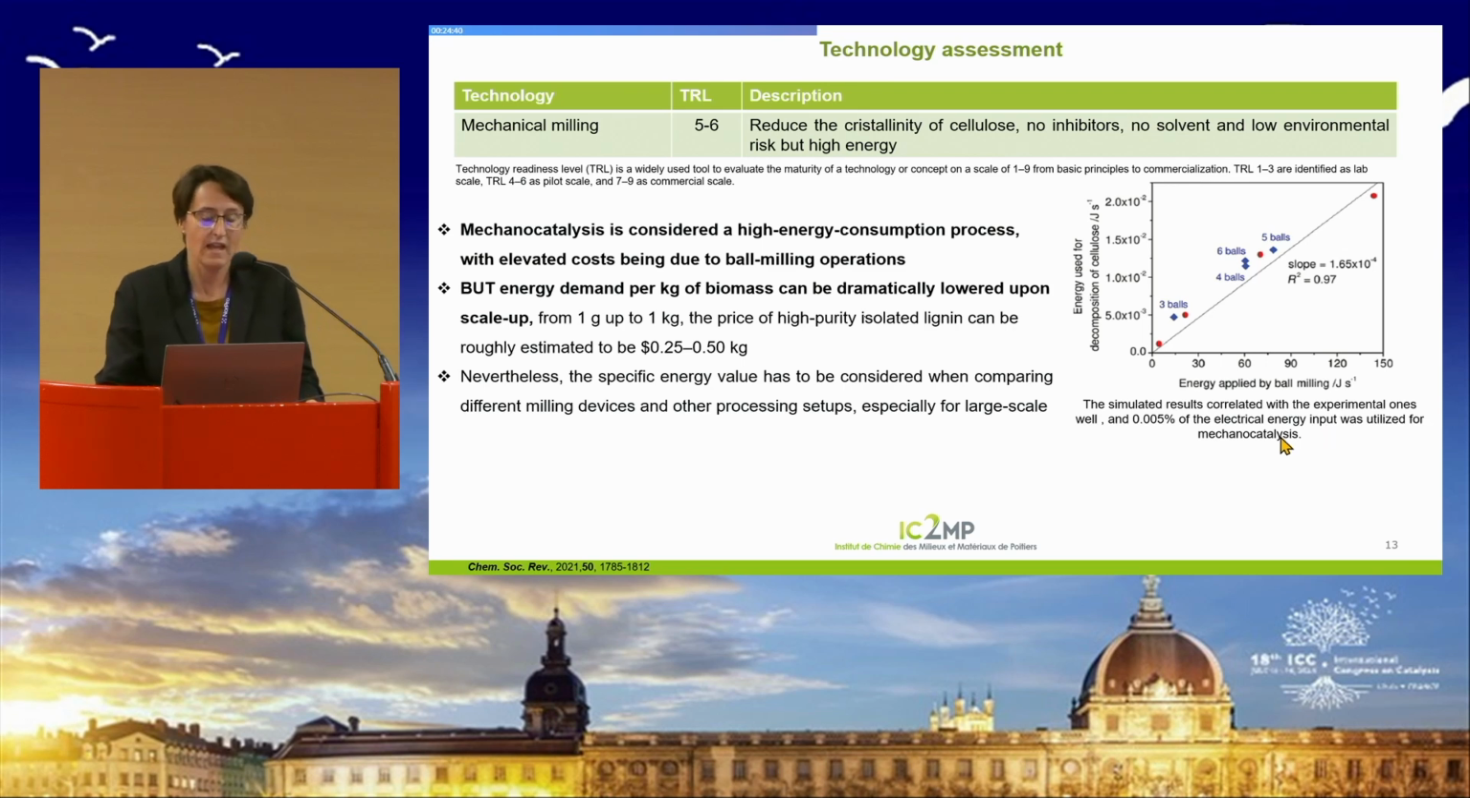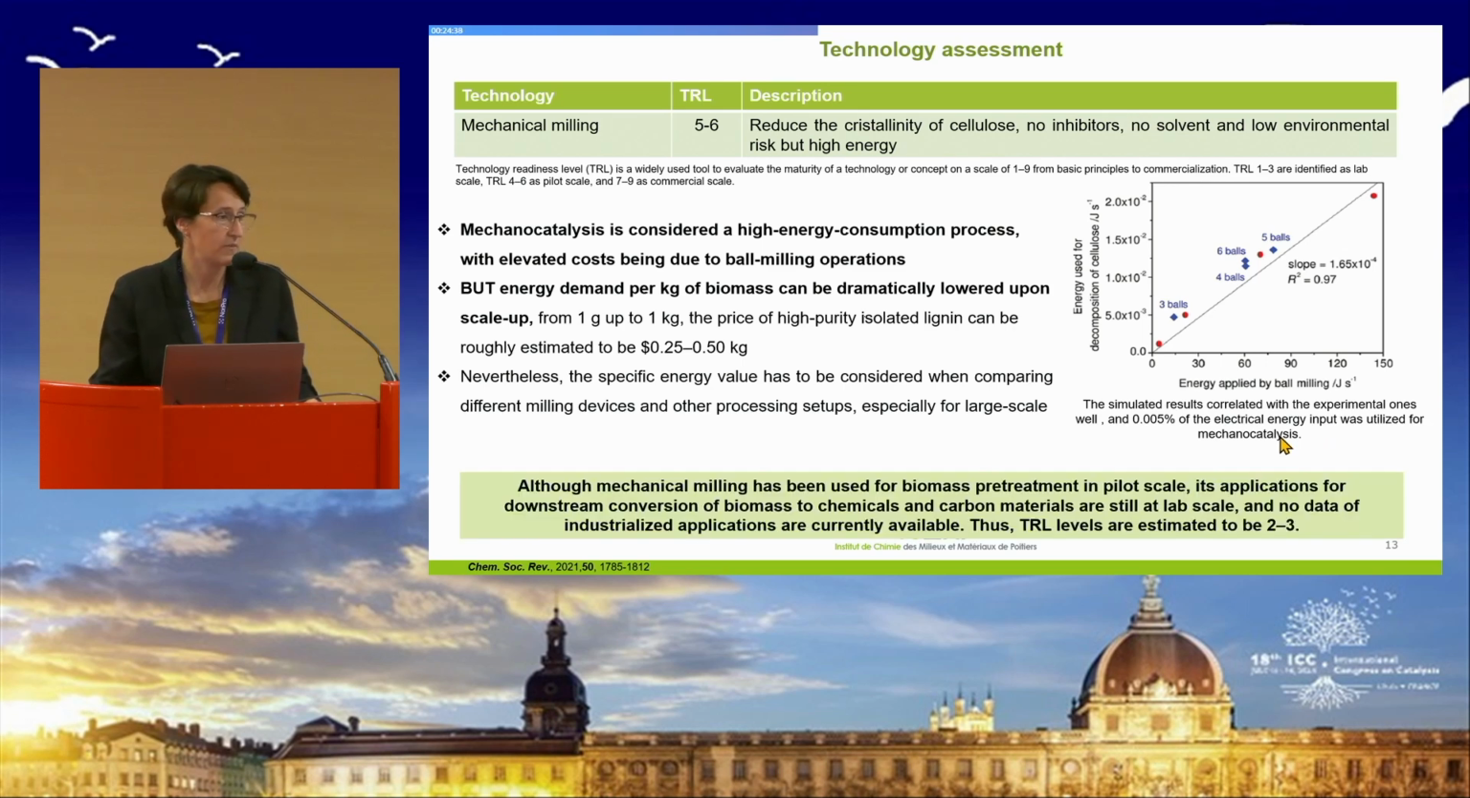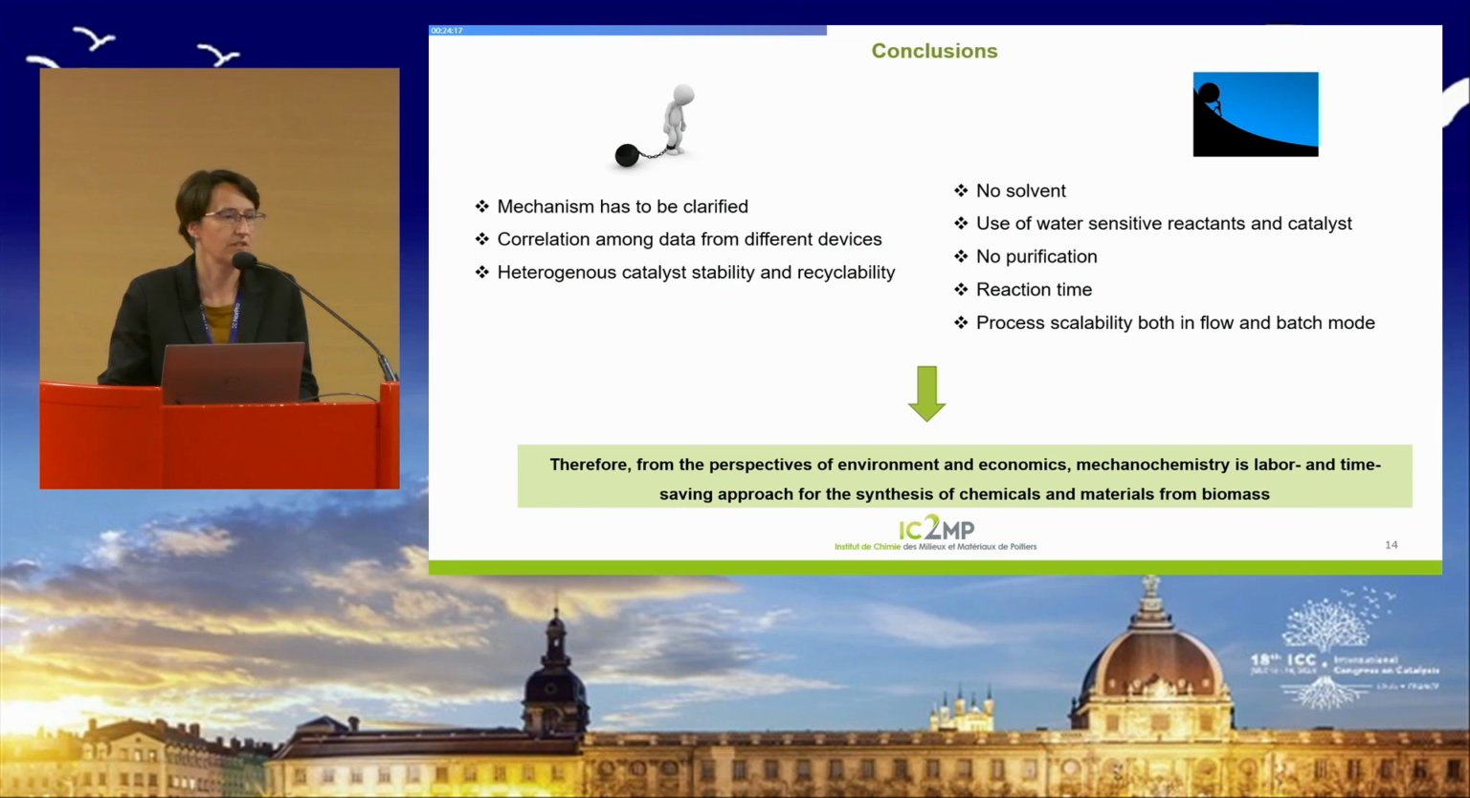Okay. And what about catalytic conversion of biomass using mechanochemistry? Up to now, I don't know, perhaps in some companies they have developed a large-scale conversion of biomass, but up to now, the TRL is estimated to 2 to 3. So we have to work on that for the scale-up, for the catalytic conversion of biomass using mechanocatalysis. So is it an interesting strategy? I will say yes, definitely.